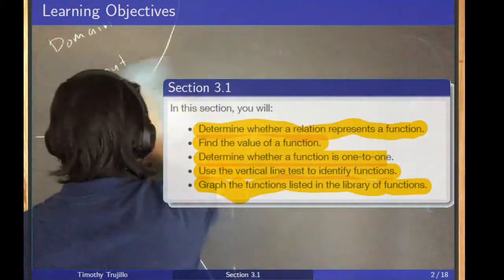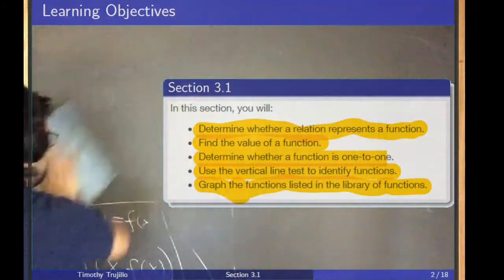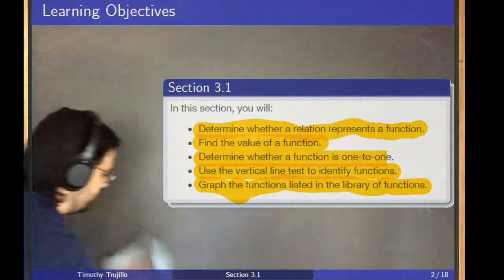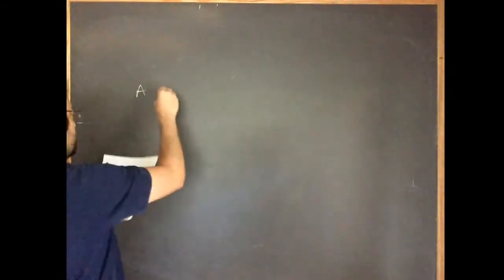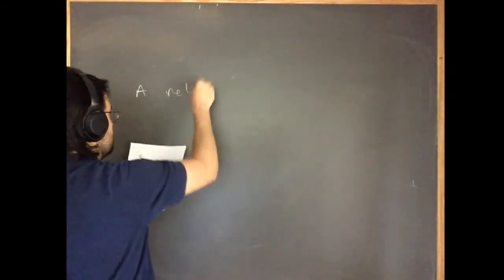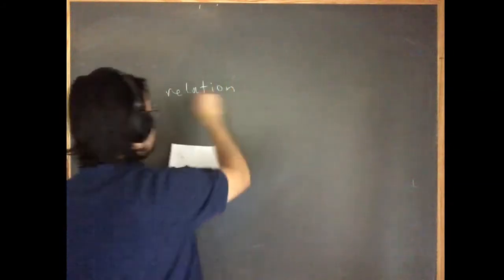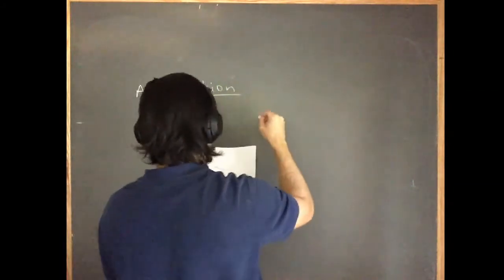Okay, so let me erase this, and before I tell you the formal definition of a function, I need to tell you what a relation is. So I'll just do that on my blackboard, because this is not nearly as important. The idea of a relation is not going to come up nearly as much as the idea of a function, but I'll put it here because there are at least a couple questions along these lines in the homework.